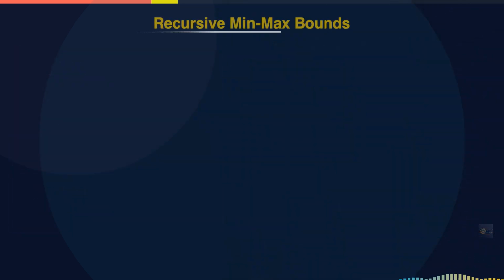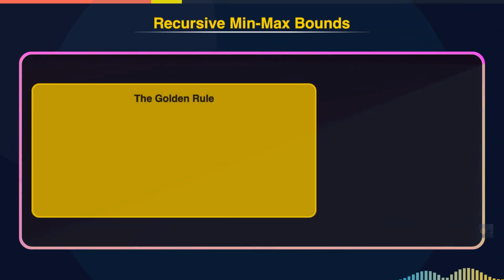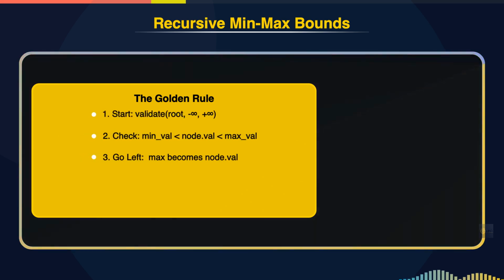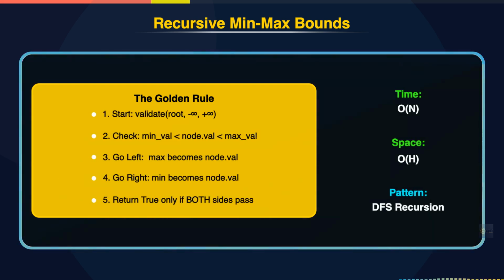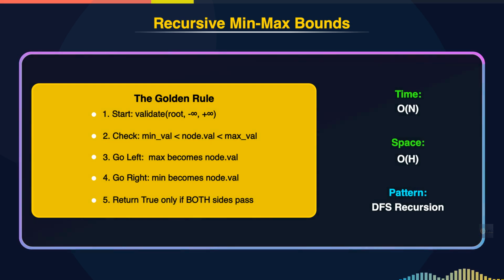For our strategy, we use a recursive approach with min-max bounds. At each node, we check if the node's value is strictly greater than the lower bound called min, and strictly less than the upper bound called max. We start with min as -infinity and max as +infinity at the root. When we go left, max becomes the current node's value. When we go right, min becomes the current node's value. If any node violates its bounds, we return false immediately. This is O of n time and O of h space, where h is the height of the tree.